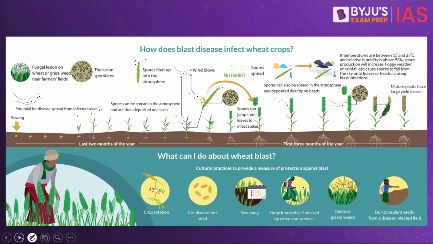And how does the blast infect wheat crops? Fungal lesions on the wheat or grass near farmer fields. The lesion sporulates, spores float up into the atmosphere, wind blows and spores spread, and ultimately this infects most of these plants. What can I do about the wheat plant? One is crop rotation, use disease-free seed, sow early, spray fungicides if advised by extension services, remove grass from fields, and do not replant seeds from a disease-infected field. In fact, if a particular area is infected, this can also be burnt to avoid the spread. These are some of the measures that can be taken to prevent wheat blast disease.